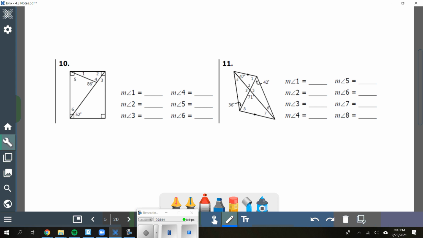All right, on number 10, go ahead and pause and try number 10 on your own. You'll be asked to enter your measurements for each angle at the end of the video. So be careful with those right angles, be careful with the triangles, there's 3 different ones in there, and be careful with your linear pairs.